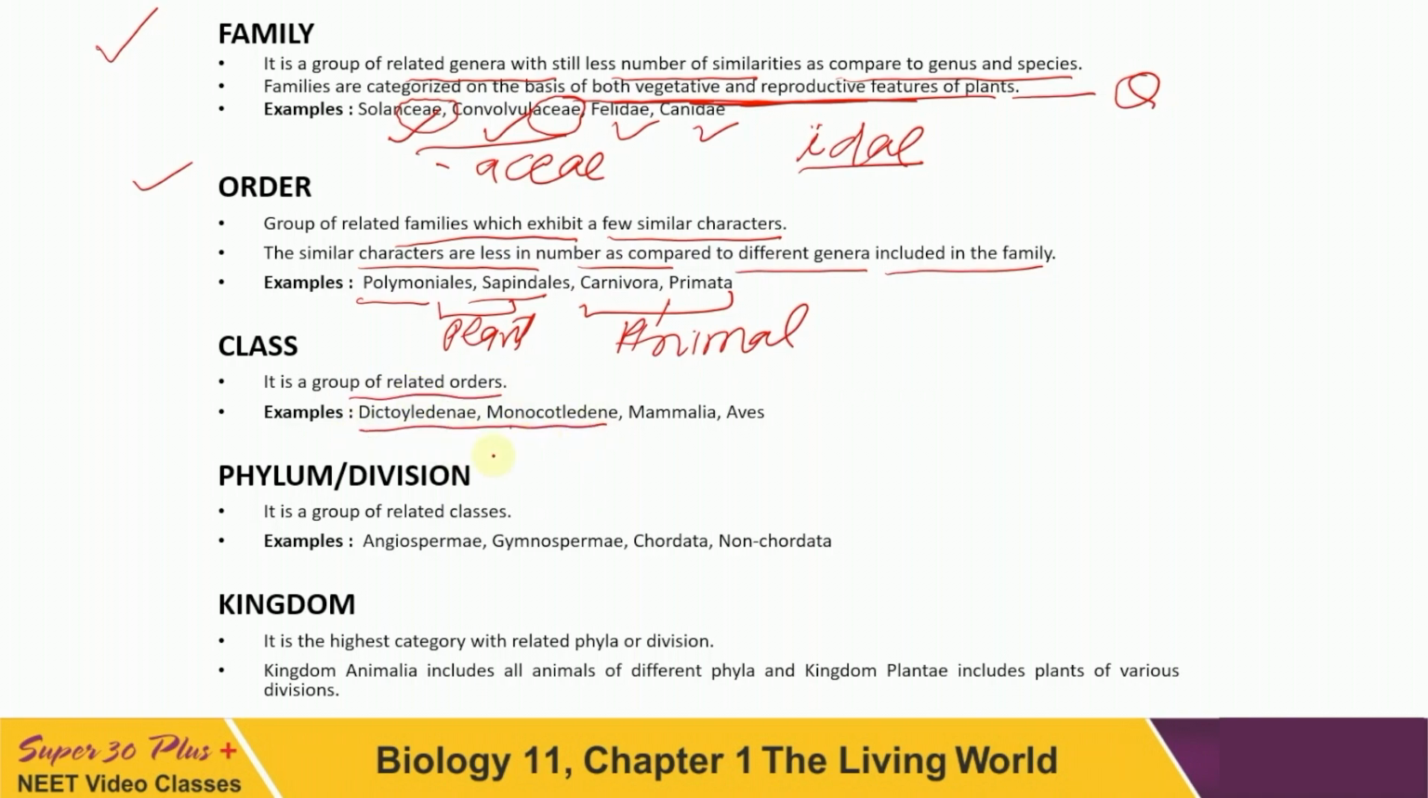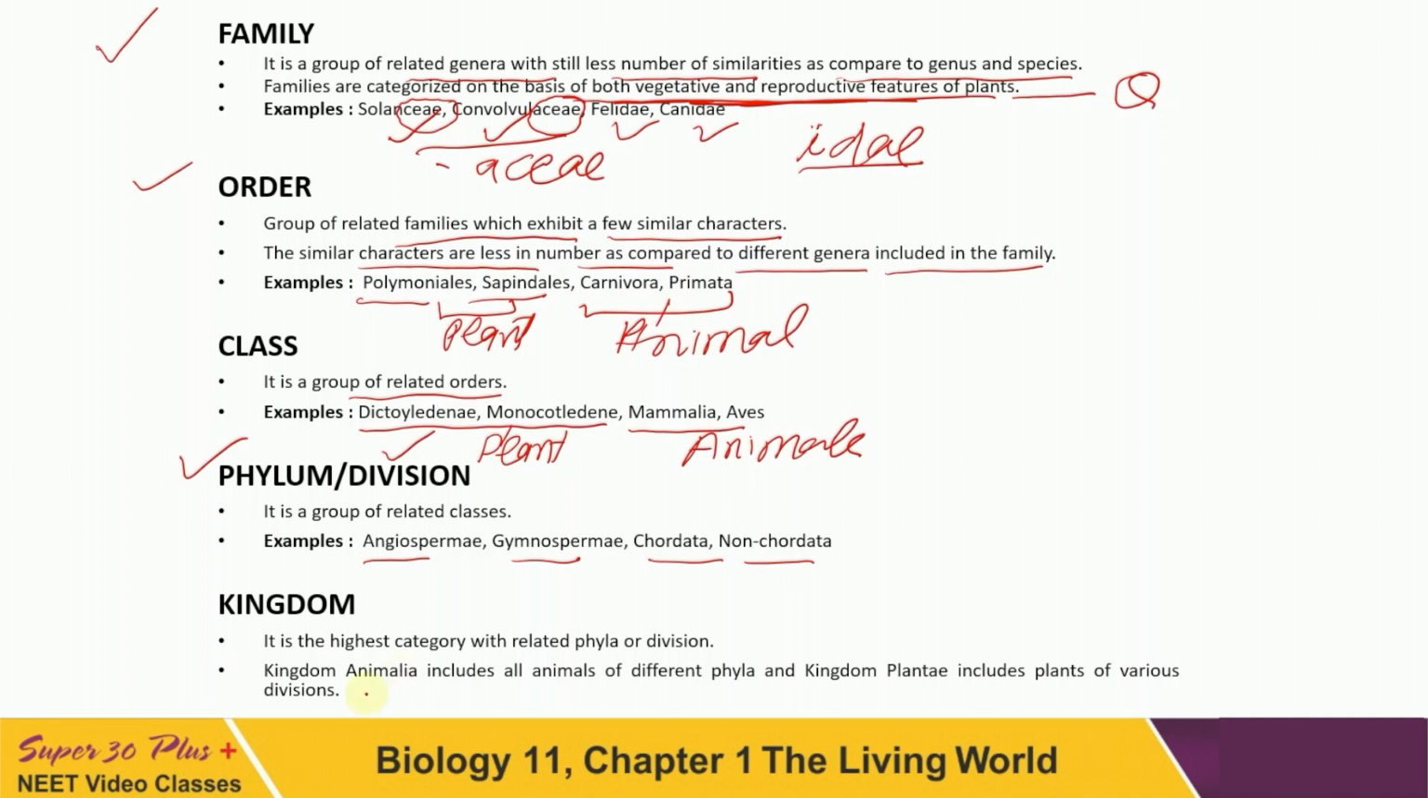Dicotyledonae and Monocotyledonae, these are the classes related to plants. In the chart also we have discussed. Mammalia and Aves, for example, these are the classes of animals. Phylum is used for animals. Division is used for plants. Angiospermae and Gymnospermae are divisions, while Chordata and Non-chordata are phyla.